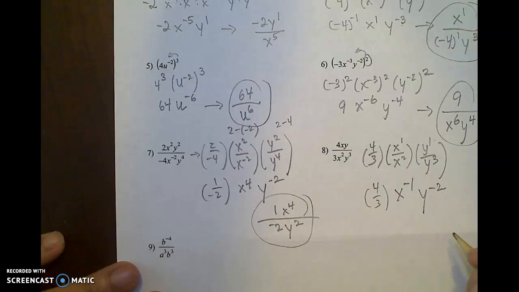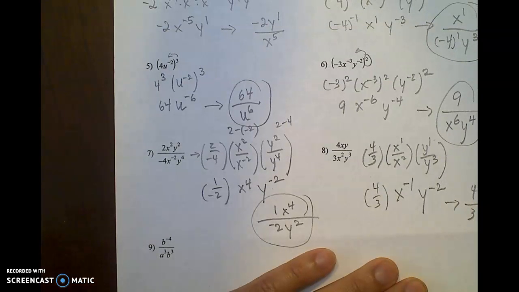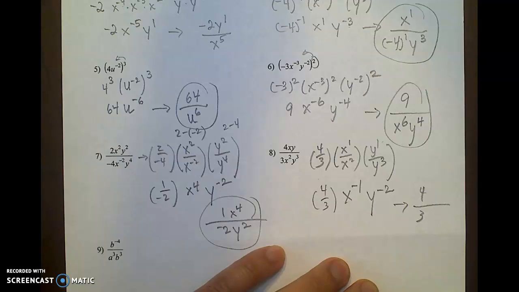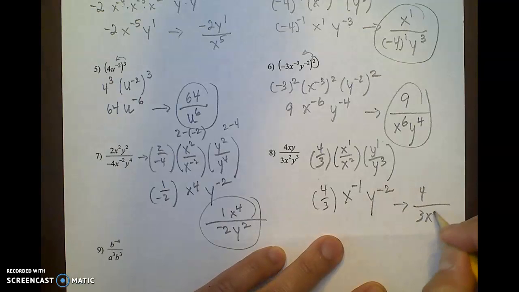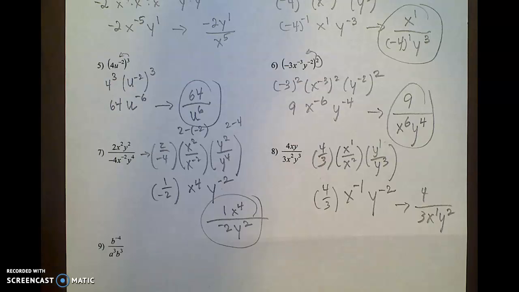We have a couple negative exponents here, so we need to rewrite this. Get our fraction bar going. Here's our 4/3. The x has a negative exponent, so it gets flipped to the bottom. The y has a negative exponent, so it gets flipped to the bottom.